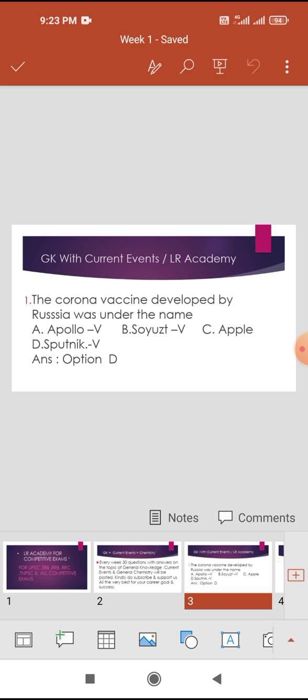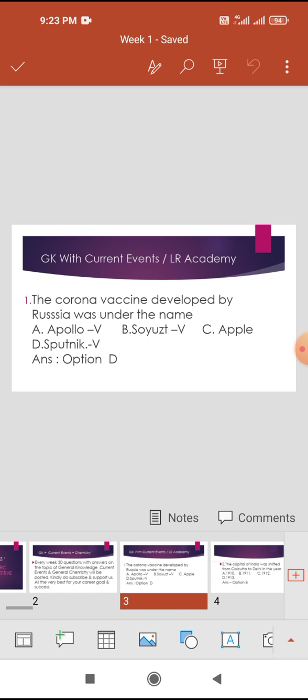The first slide, GK with current events. The corona vaccine was developed by Russia under the name Apollo 5, Soyuz 5, Apple, Sputnik 5. Again, I repeat, the corona vaccine developed by Russia was under the name, option D is the right answer, Sputnik 5.